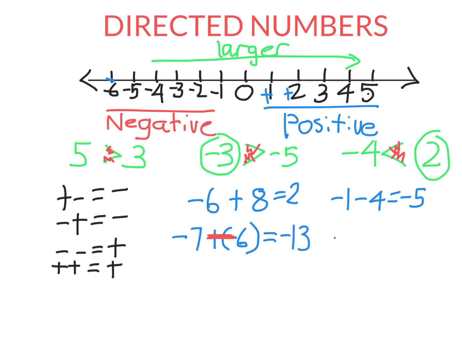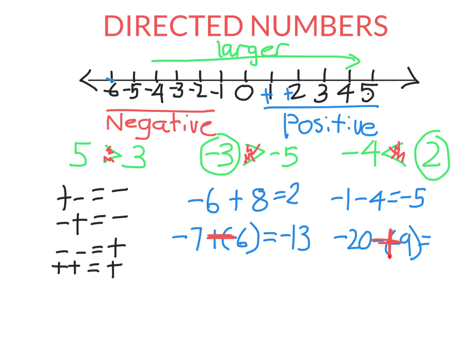If I had something like -20 subtract -9, well, now I have two negatives next to each other. It doesn't matter about the brackets. Two negatives next to each other, we replace with a positive, a plus sign. So this becomes -20 plus 9. So I start at -20 and I'm making the number 9 greater.